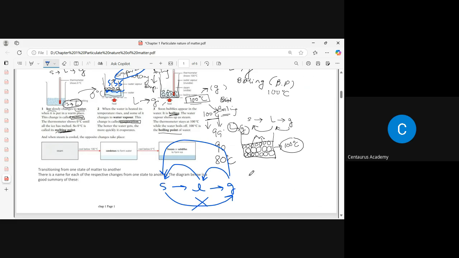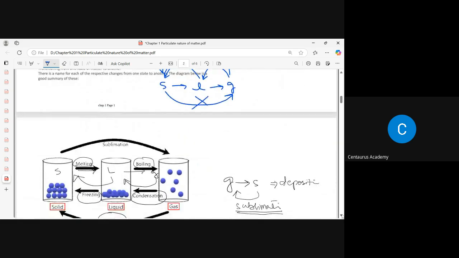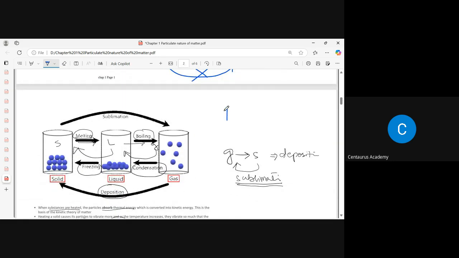Okay. Certain examples of this sublimation or desublimation would be that you must have seen solid iodine crystals convert completely into gaseous iodine vapors. Solid iodine converts completely into gaseous iodine vapors. Okay, this is one example of sublimation. Any other example? Vice versa would be desublimation or deposition.